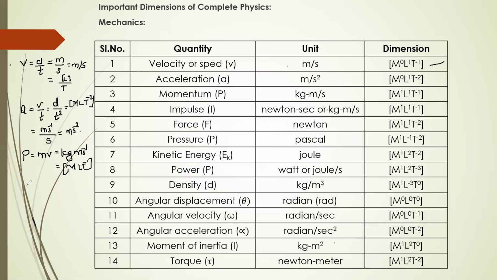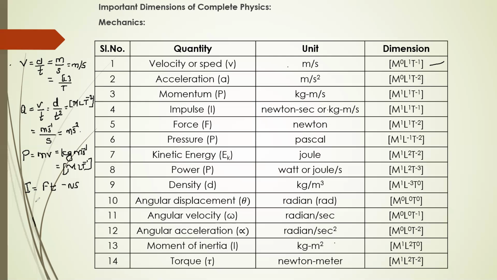That is for momentum. Impulse also, I just now said. So impulse can be written as the product of force and time. Product of force and time is impulse. So the dimensional formula is M raised to 1, L raised to 1, t raised to minus 1, and the unit is Newton second.